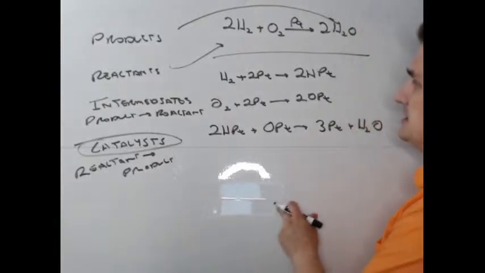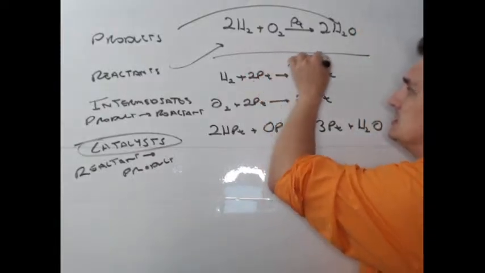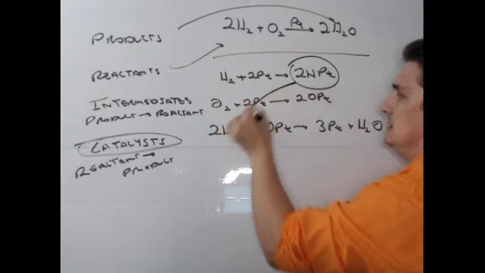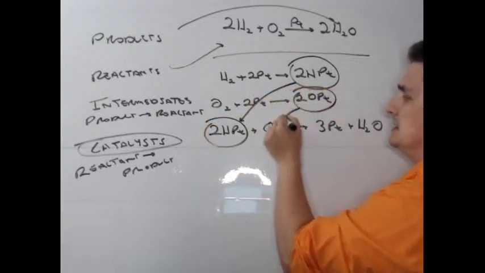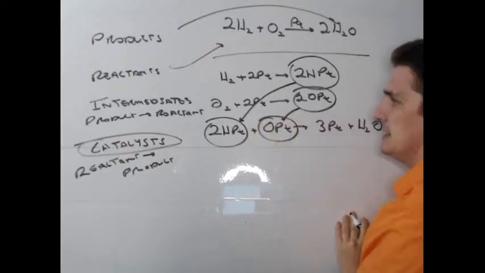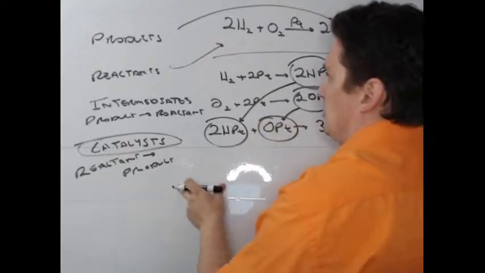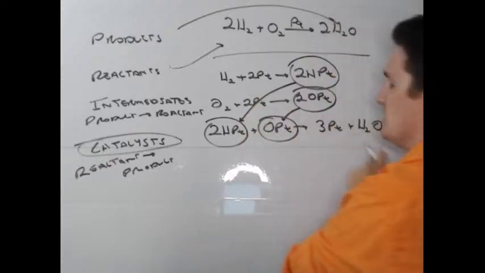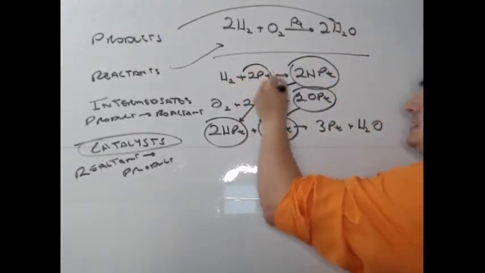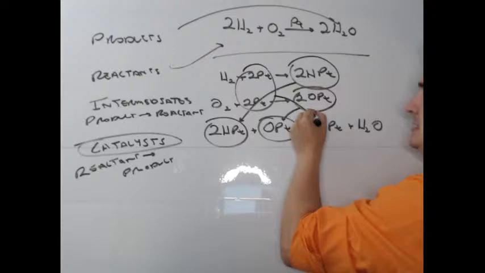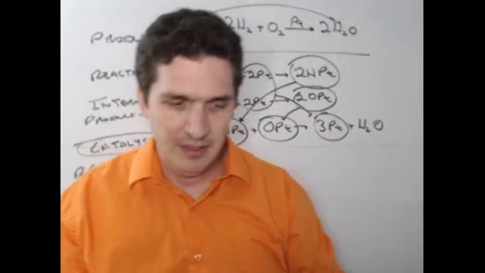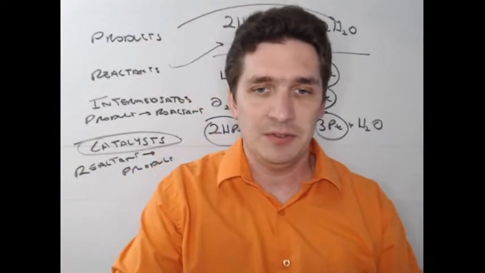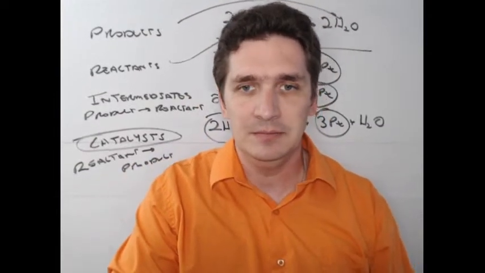So for the intermediates, like this 2-HPT, it starts as a product, finishes as a reactant. This 2-OPT starts as a product, finishes as a reactant. The catalyst is going to be the other way. We're going to see it on the reactant side, and then we're going to see it on the product side. So here we see the platinum on the reactant side, and it finishes up on the product side. So the catalysts just follow the reverse behavior of intermediates.